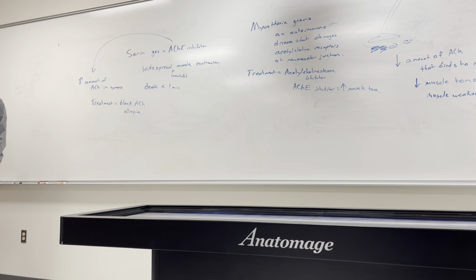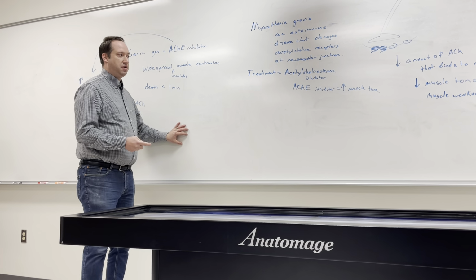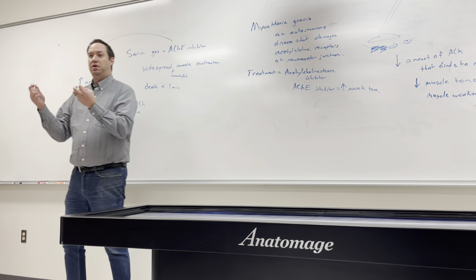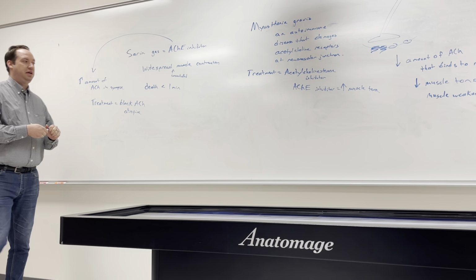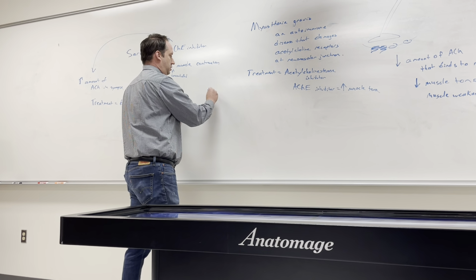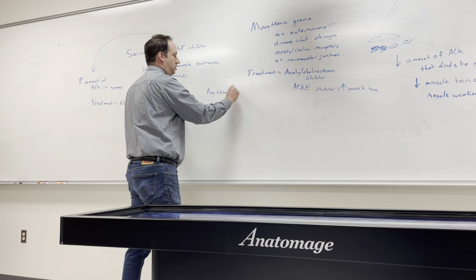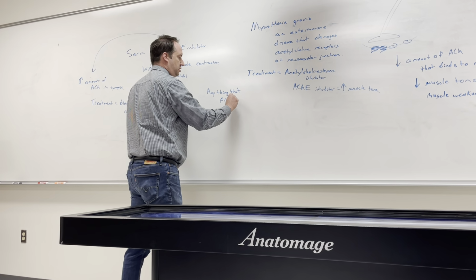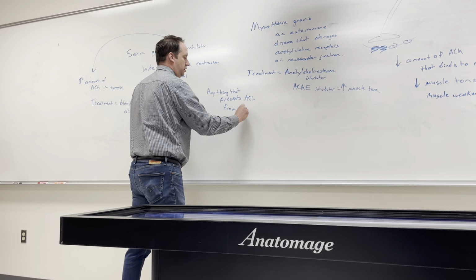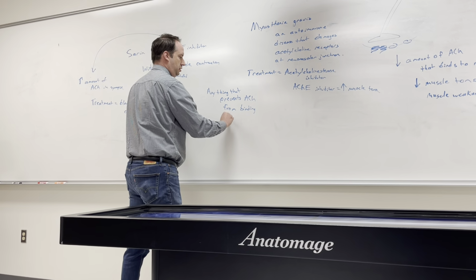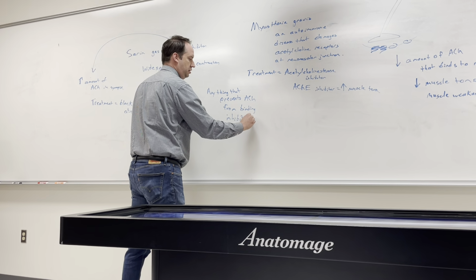The idea is this sort of balance that occurs at the neuromuscular junction, and that you understand that increasing the amount of acetylcholine in the synapse increases muscle tone or causes contraction, and that decreasing the amount of acetylcholine there decreases muscle tone. Anything that prevents acetylcholine from binding inhibits contraction.